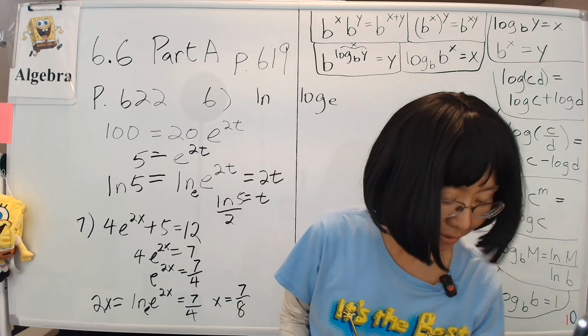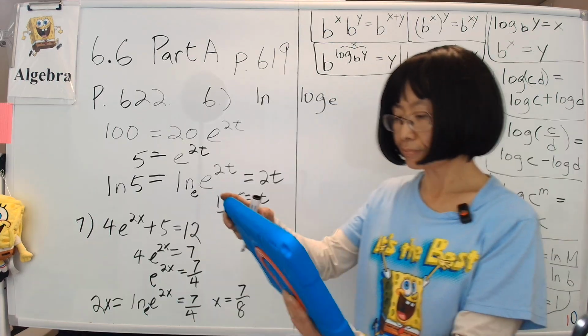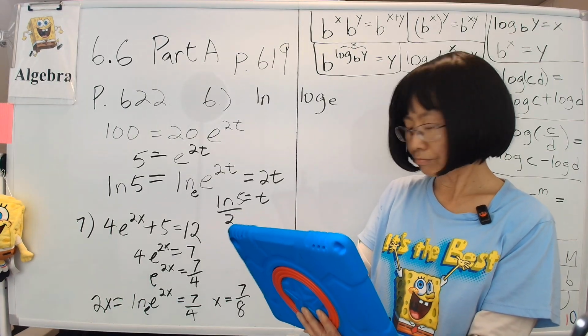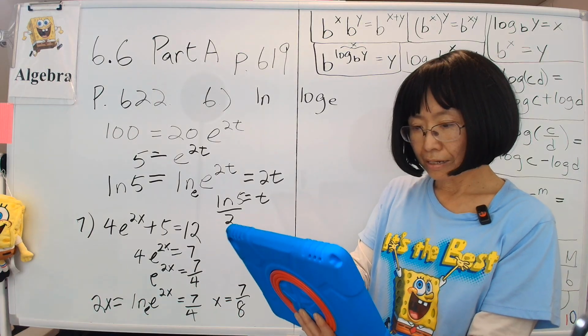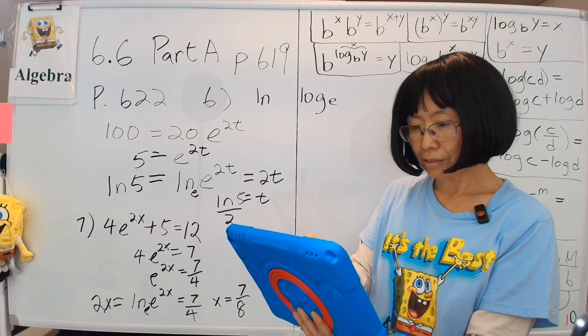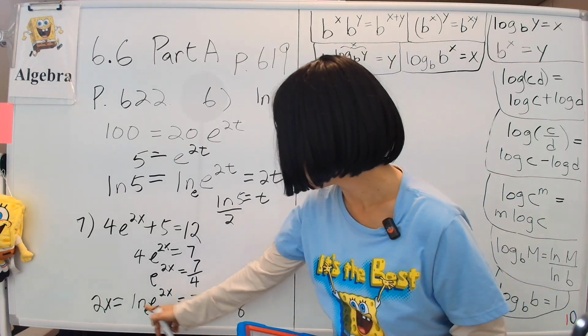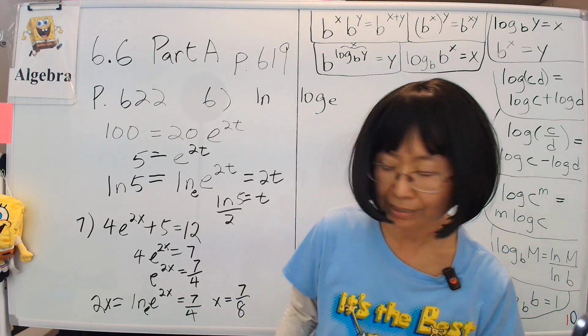Now let's see what the book says. Turn to the next page. e to the 2x is 7 over 4. Oh, sorry, I forgot to do something. I forgot to put the natural log here. All right.